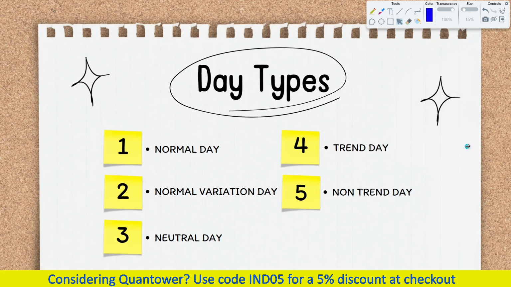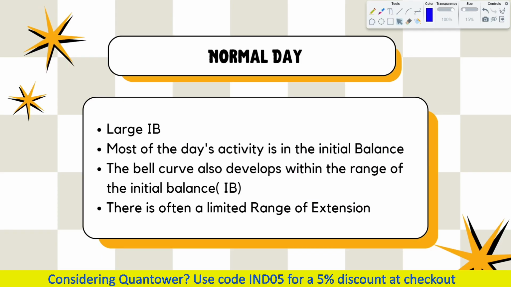So let's continue. Yes guys, let's start with the normal day. Let's discuss the normal day characteristics first. The first is a large IB. Now you know how to calculate the IB by using the ATR method, right? If that is a large IB, most of the day's activity is in the initial balance. The bell curve also develops within the range of the initial balance. There is often a limited range of extension. So let's discuss them one by one.